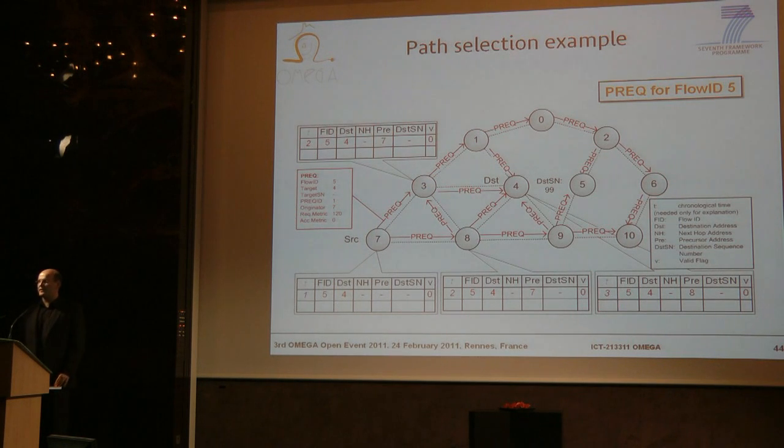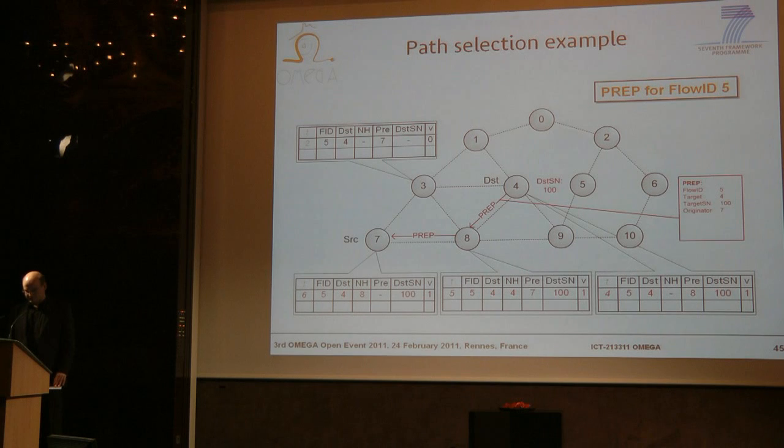So, there's the path request for flow ID 5. It reaches, after flooding the network, the destination node 4, and destination node 4 answers with a path reply along this path, which sets the forwarding tables accordingly on this path, and sets valid these entries. And here the entry is not valid, as you can see.